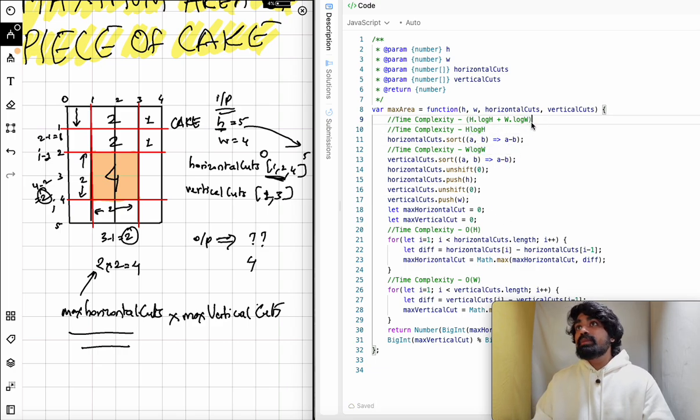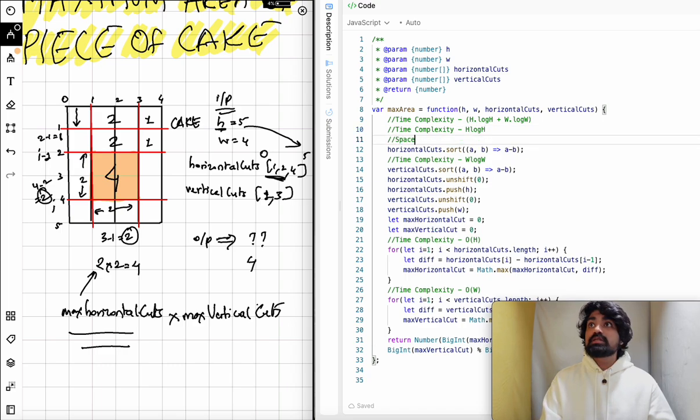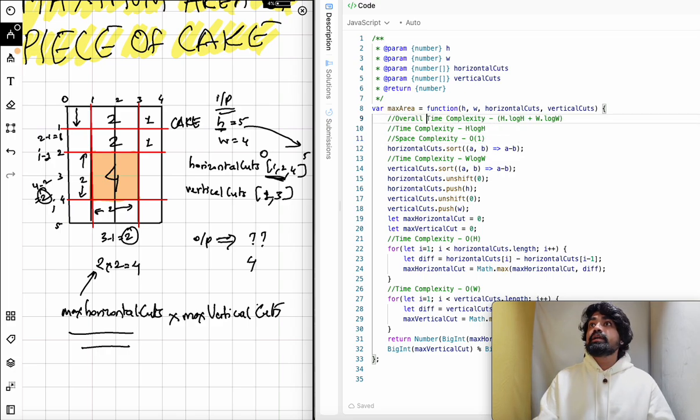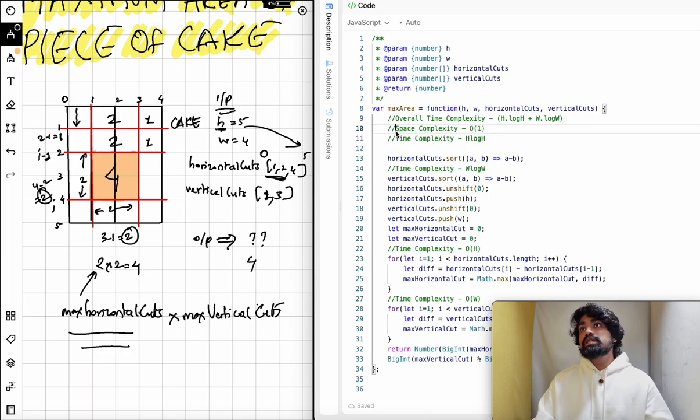And in terms of space complexity, what we did here was just use these 2 trackers, and we just wanted to find the maximum. We are not using a lot of space here, so it's just going to be big O of 1 in terms of the space complexity that we have. So this is the overall time complexity, and this is the overall space complexity, which is big O of 1. And that's pretty much it in terms of our solution that we have.